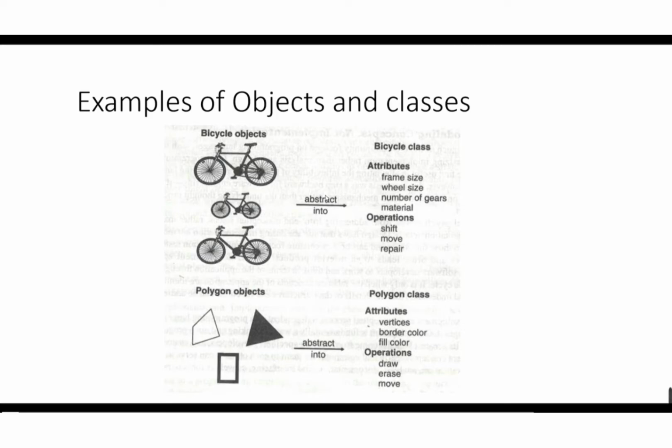to abstract these bicycle objects into a bicycle class. And in this bicycle class, we need to find some important attributes to the system we want to develop. For example, the bicycle attributes are the frame size, wheel size, number of gears and materials, and some operations. It means we can shift, move, or repair this bicycle.